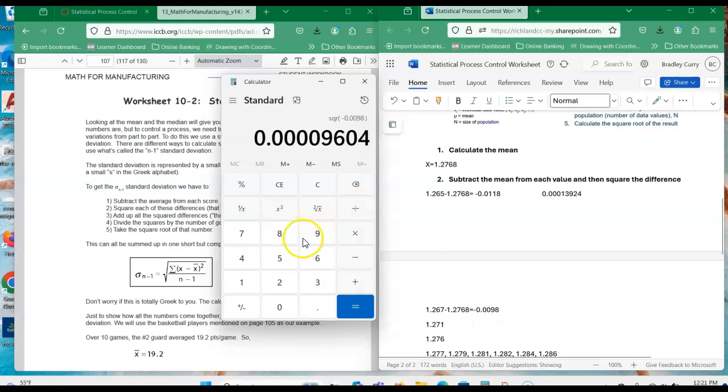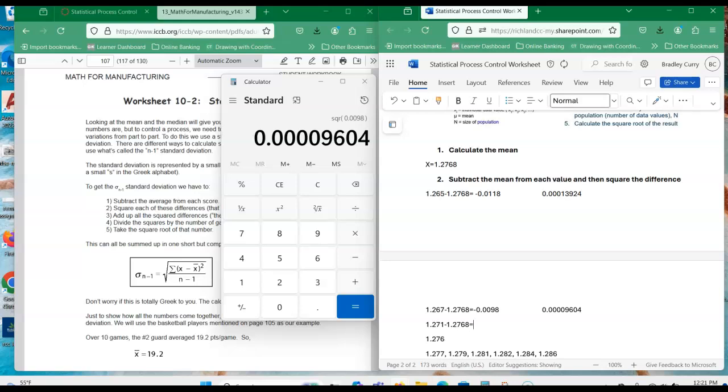Let's go ahead and square that. Oh, sorry, I messed that up. I was typing it in the wrong one. So let's do that again. 0.0098 squared. Over here then, we're going to have 0.00009604. So our next data here is going to be 1.271 minus 1.2768 equals.